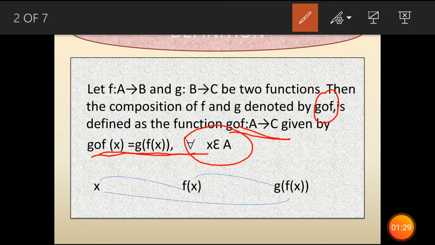The main important thing is that f is a function from A to B, where A is the domain and B is the codomain, and g is a function from B to C, where B is the domain and C is the codomain. Here you can see that the codomain of f is the same as the domain of g. This is very important to find the composition: the codomain of the first function should be equal to the domain of the second function. And gof is defined as gof of x equals g of f of x.